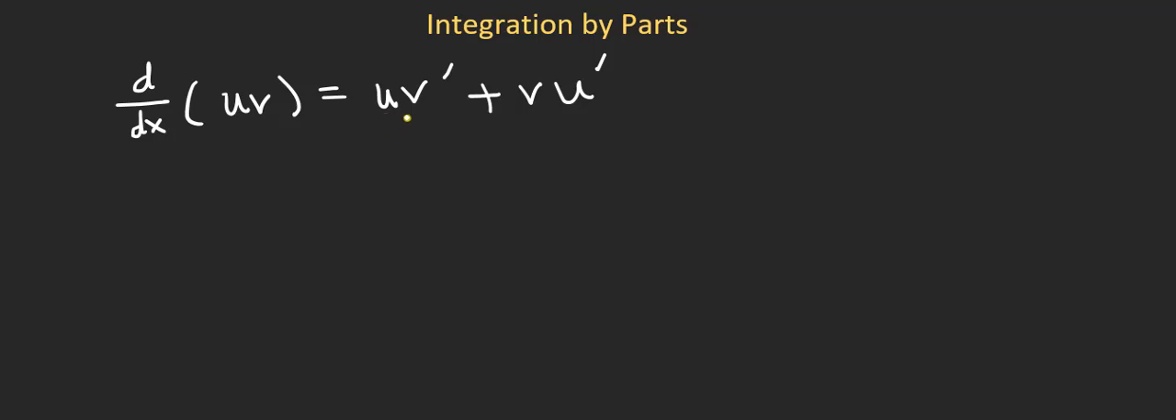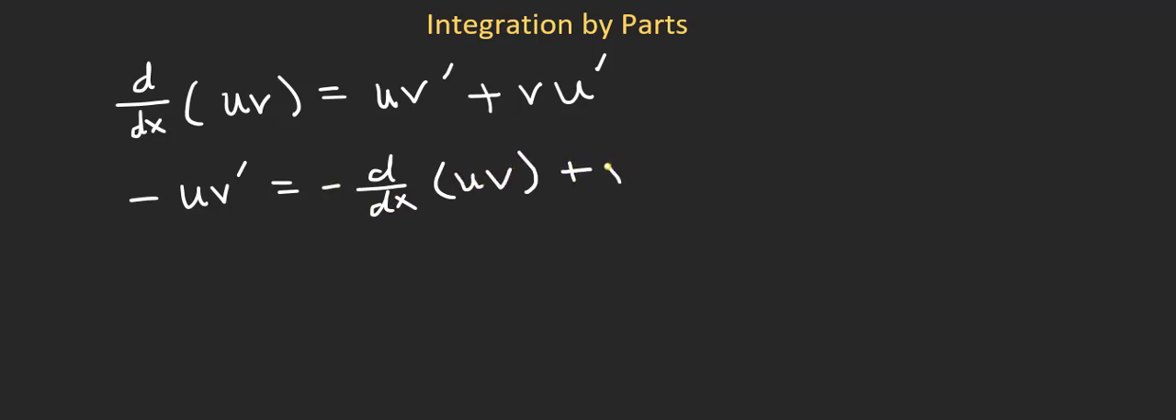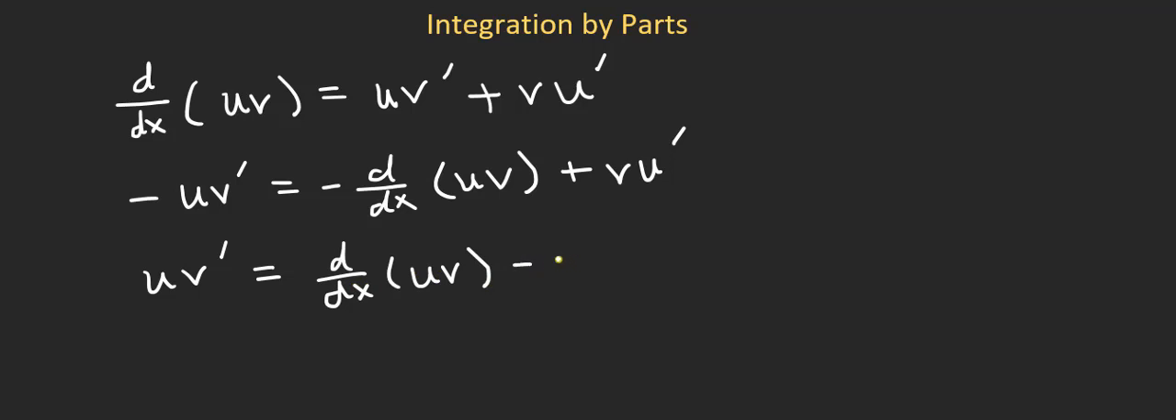Now what I'm going to do is I'm going to move uv prime to the other side and move d over dx, the derivative of uv, to the other side. So you get negative here, then plus v u prime. I want to get rid of this negative, so I'm going to multiply each term by negative. Get u v prime equals derivative of uv minus v u prime.